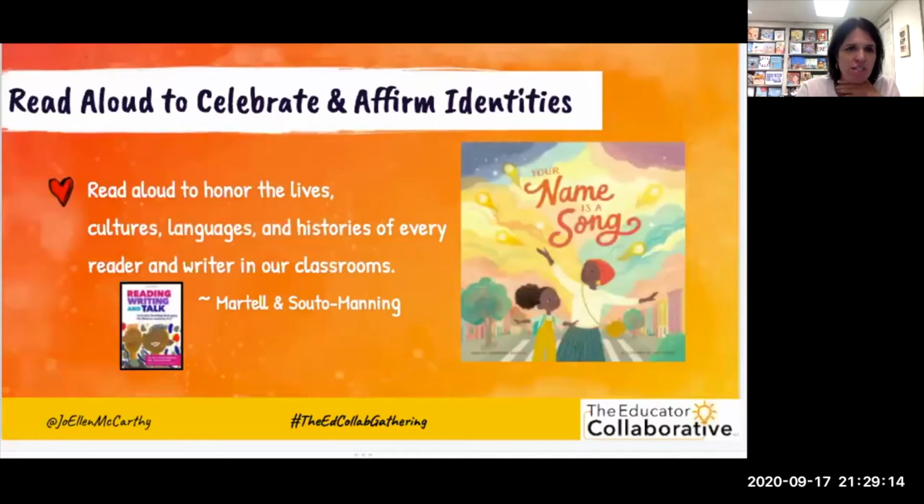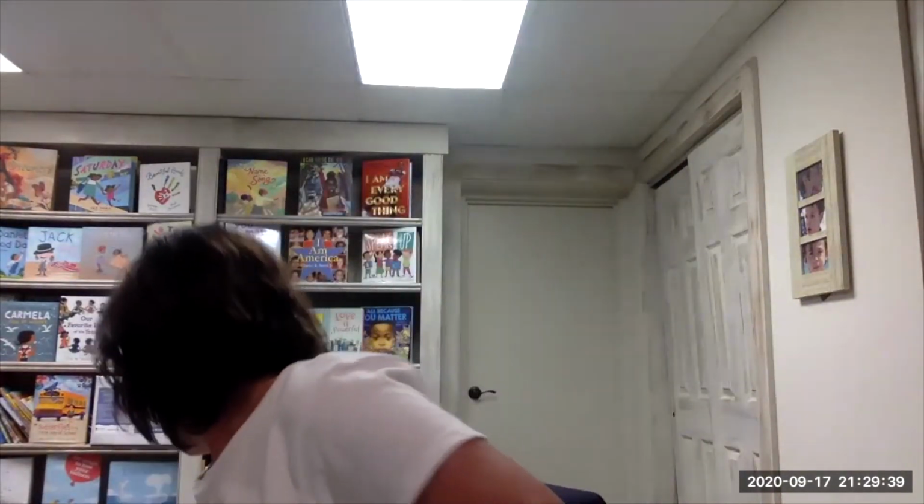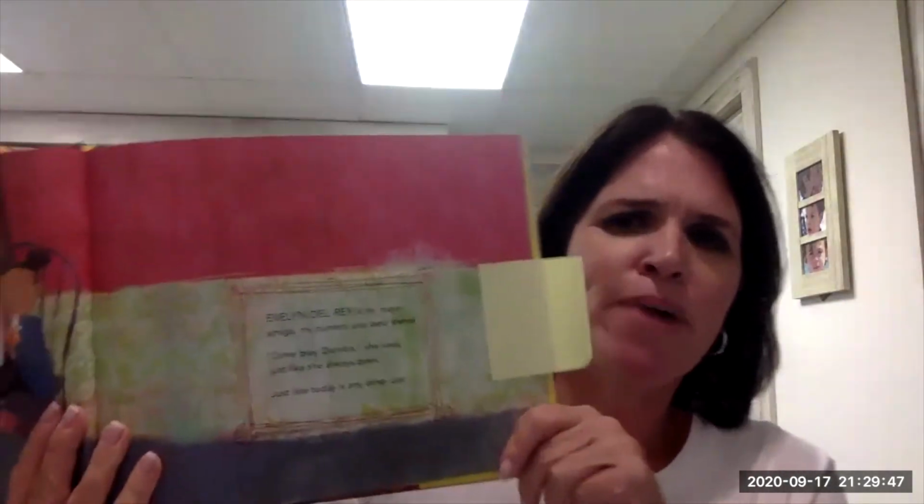So if we go back really quickly to look at that shelf, just so you can see, if you click on any one of those, you'll get to either a video like Christian Robinson reading You Matter, or Tammy Charles talking about her experience in writing All Because You Matter, and a new book that I absolutely love by Meg Medina and illustrated by Sonia Sanchez, Evelyn Del Rey Is Moving Away. So I want to just share that with you for a quick second, because what I love about this book is it centers the language practices of bilingual students.